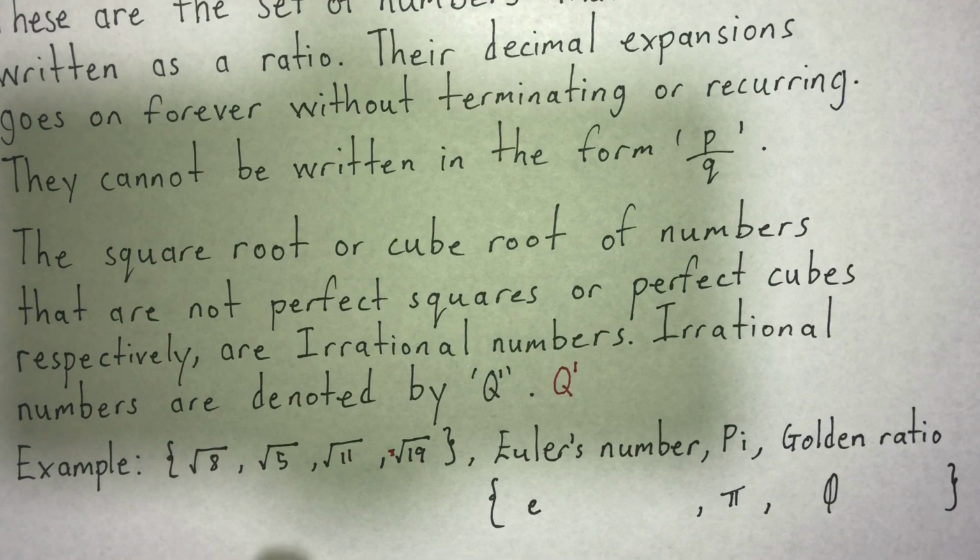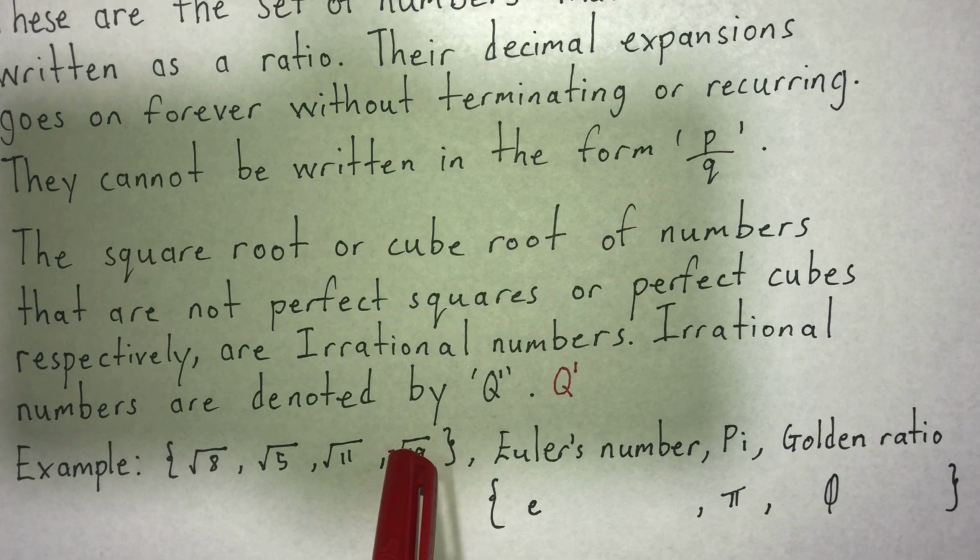Example. We have the square root of 8. 8 is not a perfect square, therefore this is an irrational number. We have the square root of 5. 5 is not a perfect square, therefore this is an irrational number. The square root of 11, not a perfect square as well, so it is an irrational number. The cube root of 19, this is not a perfect cube, therefore this is an irrational number.